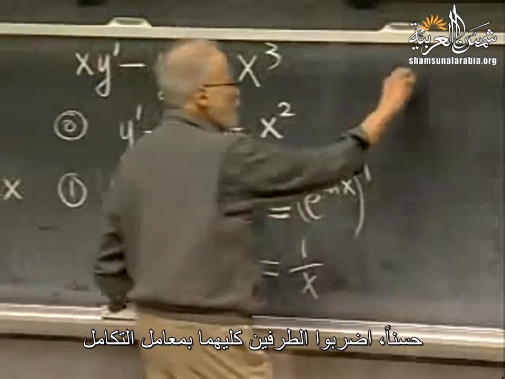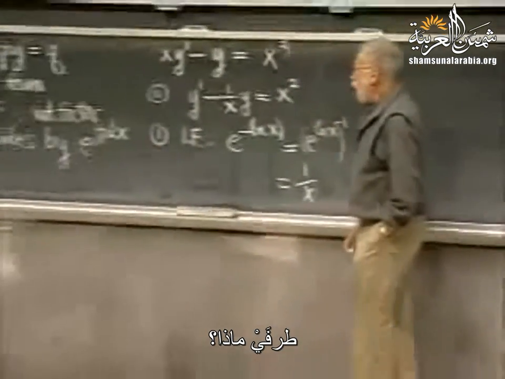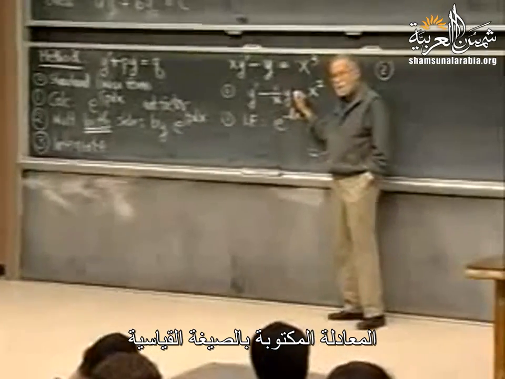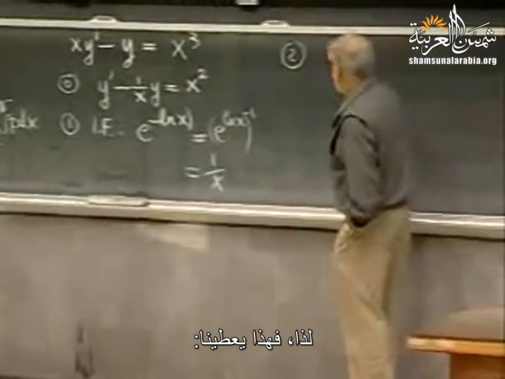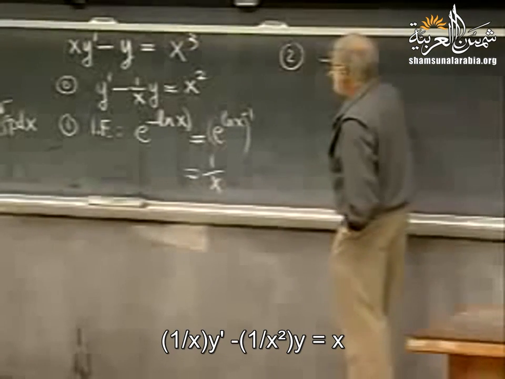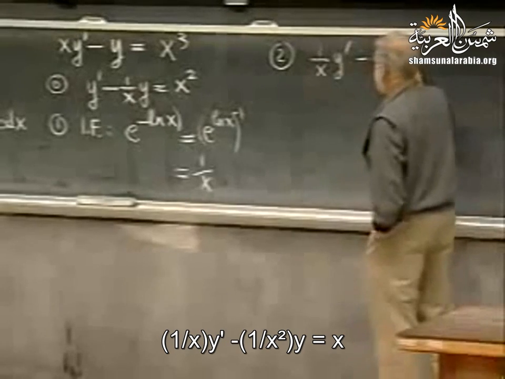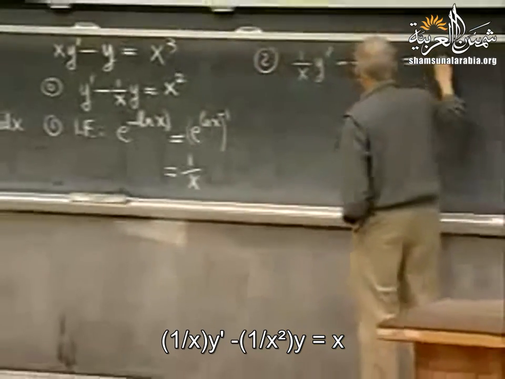Okay, multiply both sides by the integrating factor. Both sides of what? Both sides of this, the equation written in standard form. So it's going to be 1 over x y prime minus 1 over x squared y is equal to x squared times 1 over x, which is simply x.